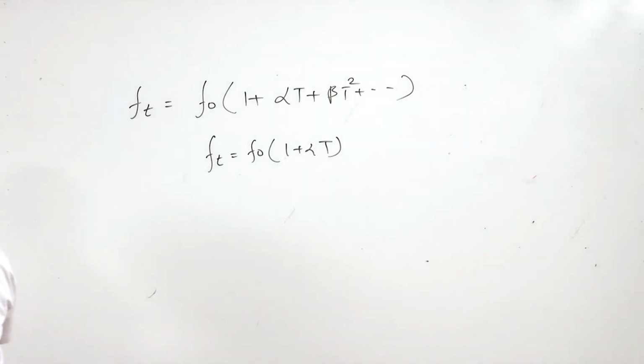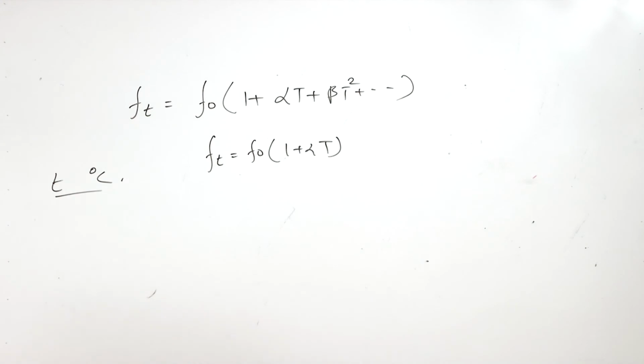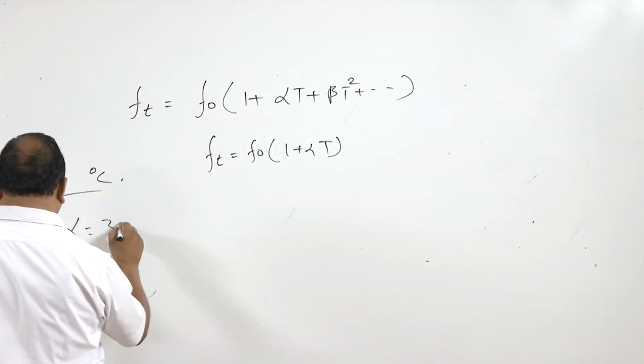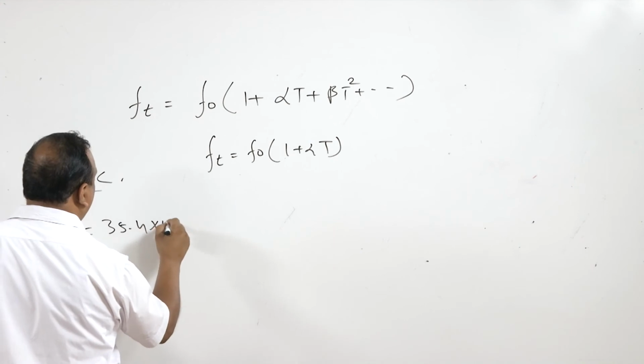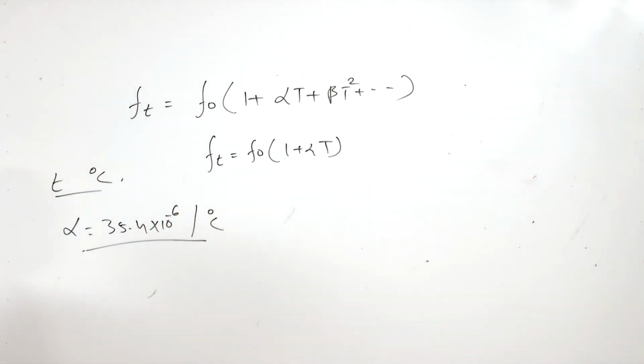T is the temperature in degree centigrade. It is not in Kelvin. Though I have written capital T, it is the temperature in degree centigrade. And the value of alpha for quartz is 35.4 into 10 to power minus 6 per degree centigrade. That is the value of alpha for quartz.